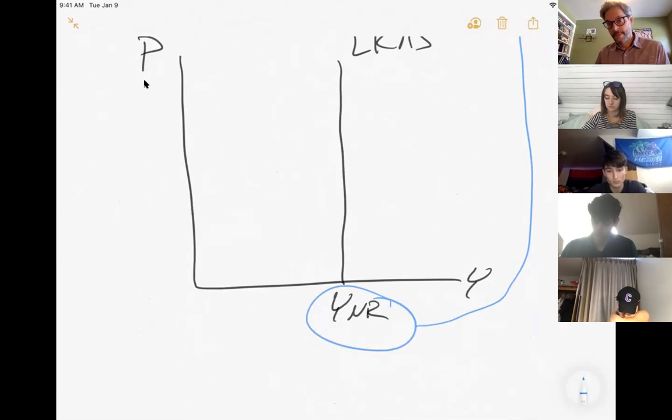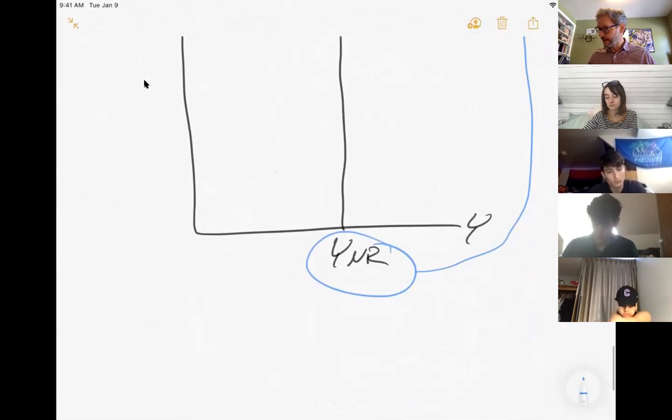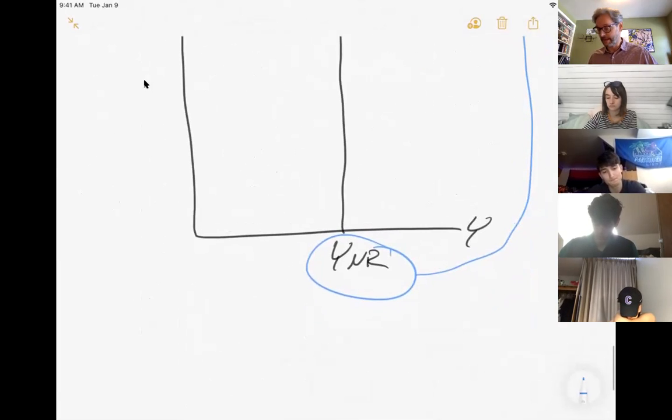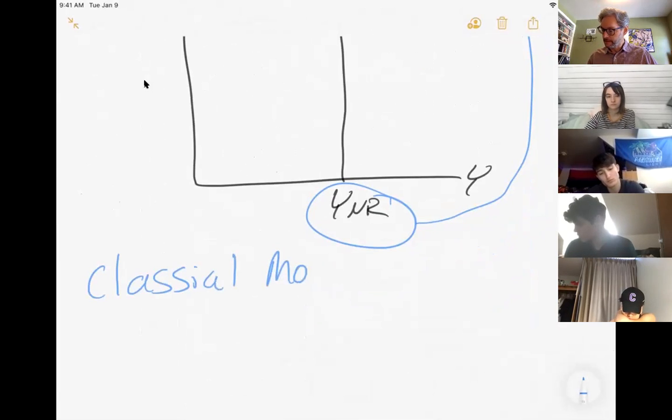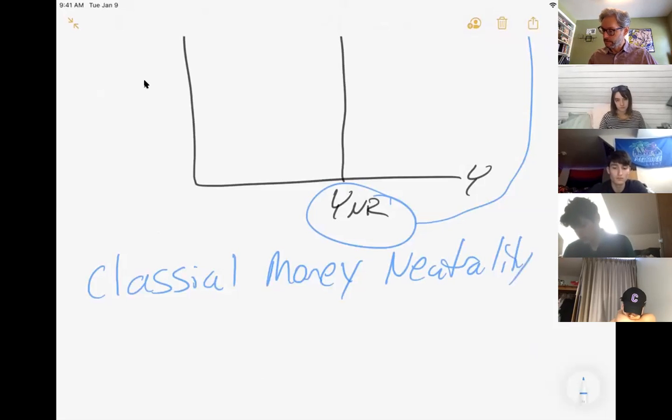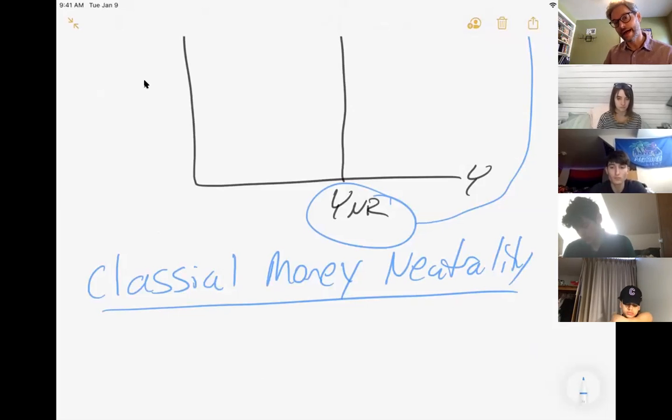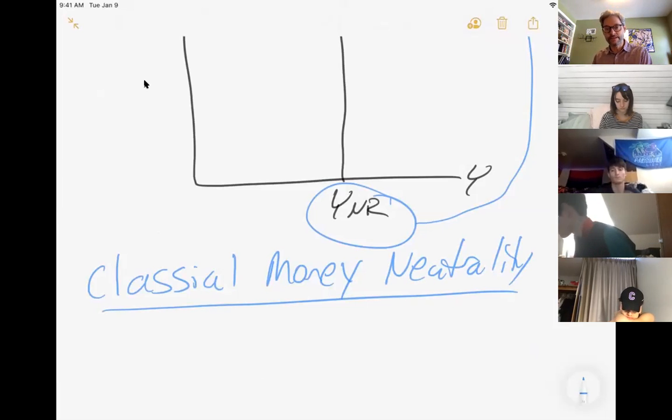This idea that the price level doesn't matter in the long run has a very long history in economics. In fact, this is referred to as classical money neutrality. Classical because it's an idea associated with the classical model, and money neutrality, meaning that money and prices are neutral. They don't matter in the long run.